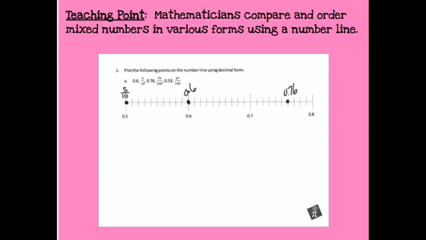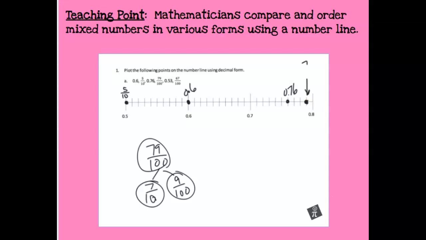And then we've got 79 hundredths. We know 79 hundredths is 7/10 plus 9 hundredths. We know that from a previous lesson in this same module. So we need to go over 7/10, but then we need to go 9 hundredths more. And so 79 hundredths is going to be located right there. And then 0.53, that's 5/10 plus 3 hundredths. So that's going to go right here.